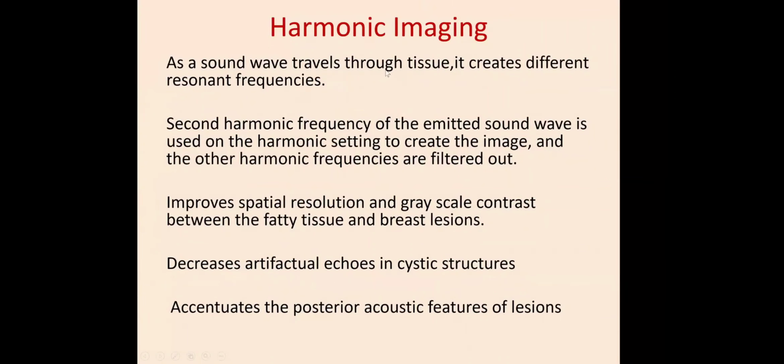Coming to harmonic imaging, this is also available in all the machines, but you should be aware of how to use it in breast ultrasound. As a sound wave travels through tissue, it gets distorted and produces different resonant frequencies in multiples of 2, 3, 4, 5. So when you put on harmonic imaging, the second harmonic frequency of the sound wave is used to create the image, and the other harmonic frequencies are filtered out.